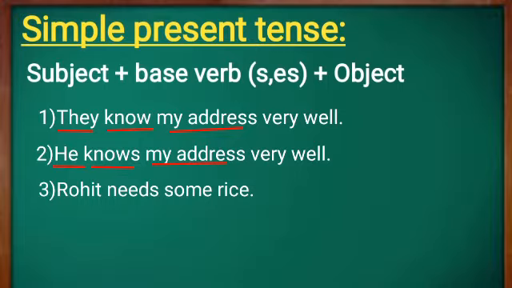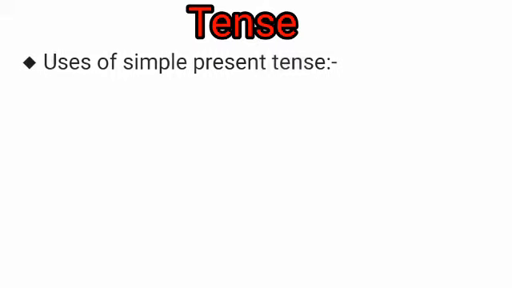For example, Rohit needs, but what does Rohit need? Some rice. That's why some rice is the object of the sentence. I hope you all are enjoying this video very much. Now let's see the uses of simple present tense.